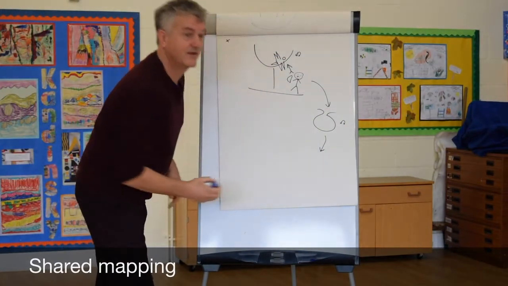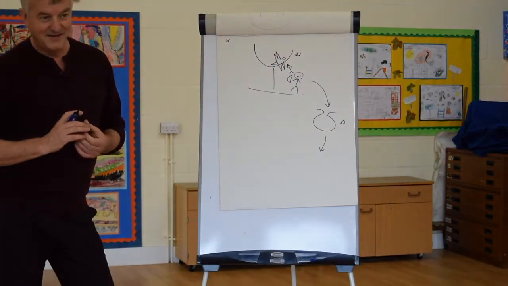How do you teach mapping? It's good that your children see it before they try it. And the simplest way to show them is a shared mapping exercise. So in shared mapping, you stand with the class in front of a flip chart or a whiteboard and ask them to remember what happens.